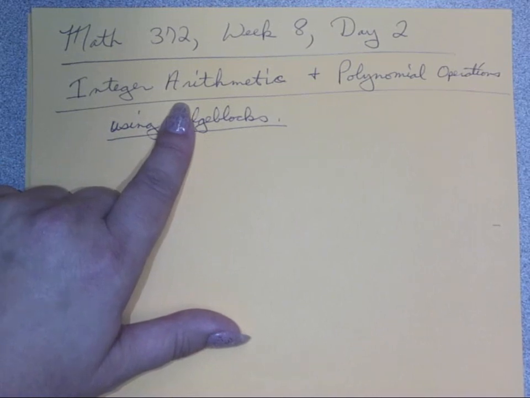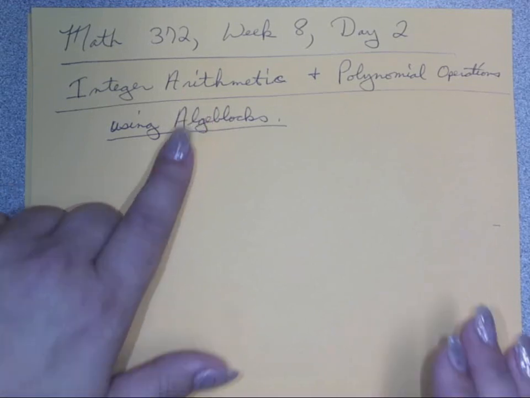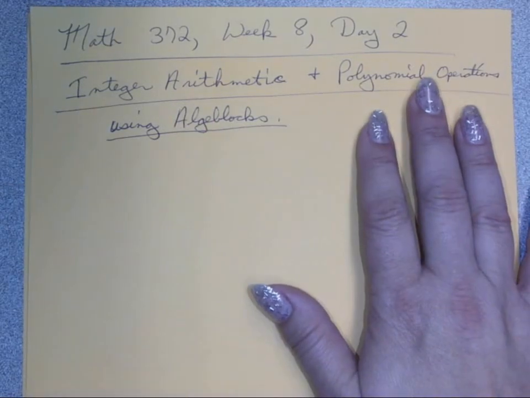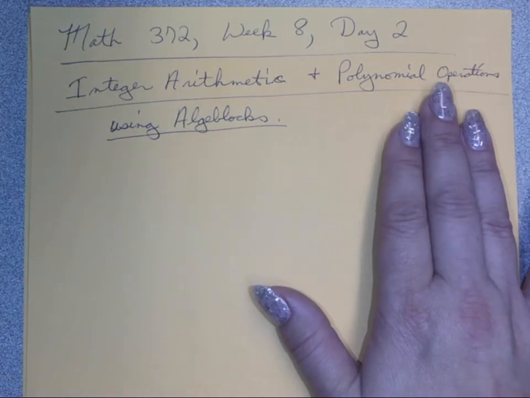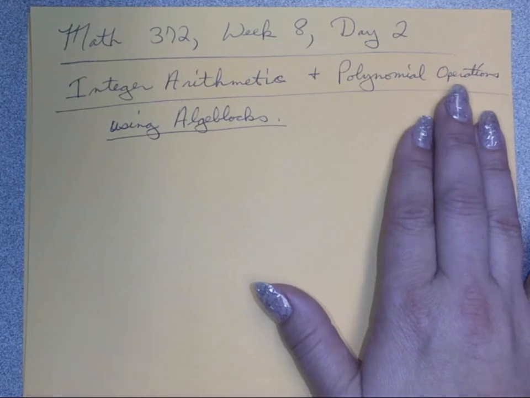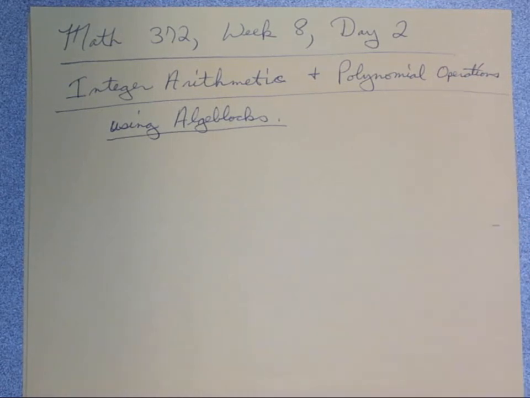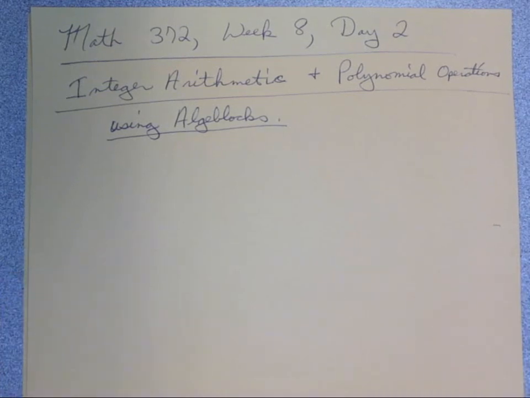Adding, subtracting, multiplying, and dividing. That's what arithmetic means, right? Those are all my operations. And polynomial is the same thing, but with the polynomial operations, it means add, subtract, multiply, divide with variables thrown in there, okay? So to do this, we're going to use Algeblocks, and we're going to use a couple of the basic mats and the quadrant mat, okay? A couple of the mats for the Algeblocks, so I'll show you those as we go along.